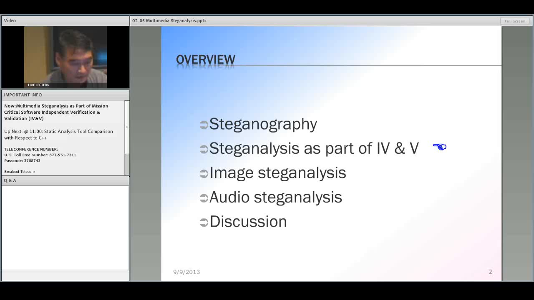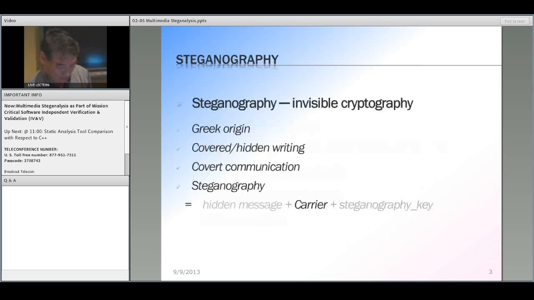Right, so we'll talk about what is steganography for people who have not paid attention to this way of secret communication. Most of the time I will be talking about the methods for detecting steganography, which is called Steganalysis. Go over quickly the results on image and audio Steganalysis and discuss how this should be included.